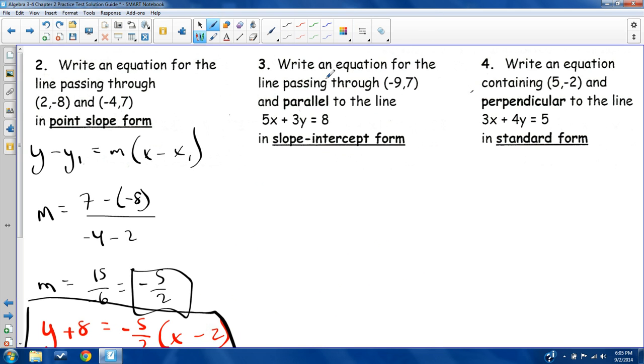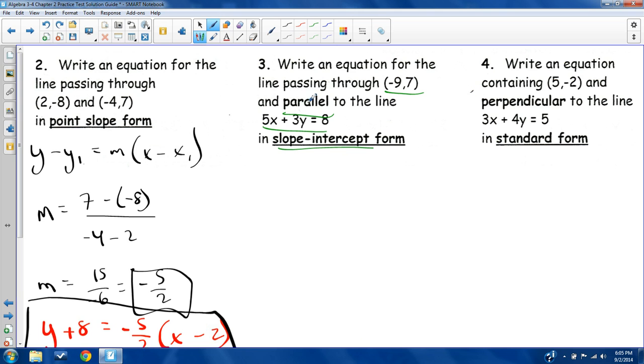Okay, write an equation. This is number 3. Write an equation for the line passing through (-9, 7) and parallel to the line 5x + 3y = 8 in slope-intercept form. Okay, so you have a lot of different things that you have to do here. You have to make sure that you write an equation, a line passing through (-9, 7) and parallel to this line in slope-intercept form.